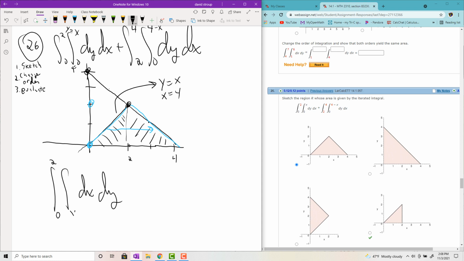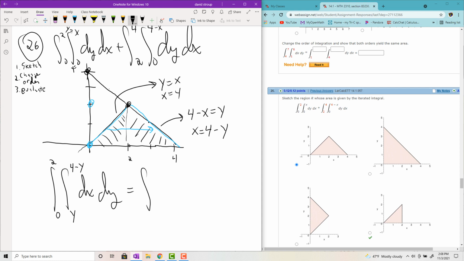So I'm going from x equals y to, and then this other curve is given in the other integral as 4 minus x equals y. So I can rewrite it as x equals 4 minus y. Okay, so the upper limit on the inner integral is 4 minus y, and then I'm going to go ahead and evaluate that thing.